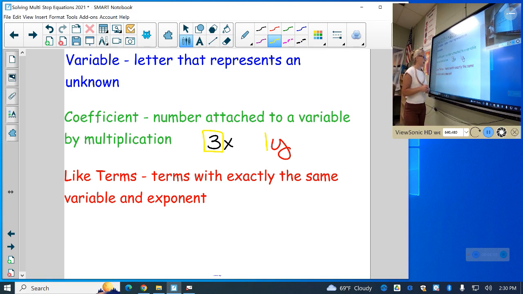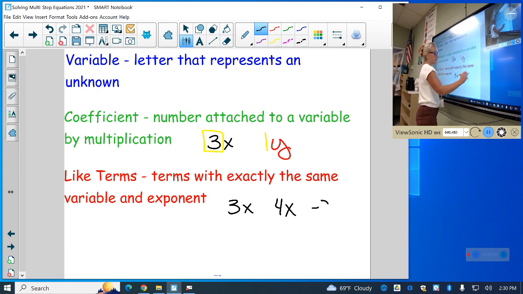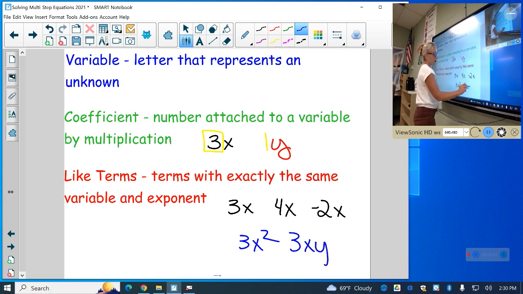Like terms have exactly the same variable and exponent. Like terms in this case, if we have 3x and we have 4x, we have negative 2x, those are all like terms. What is not alike would be 3x squared. What is not like the black writing up here is 3xy, because they are not exactly alike. They have to have the exact same variables and exact same exponents. The three like terms that I have here are this one, and this one. These are not like terms.